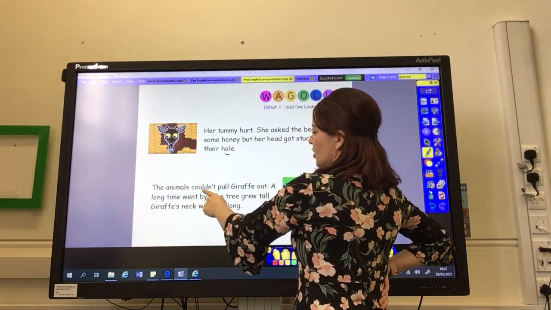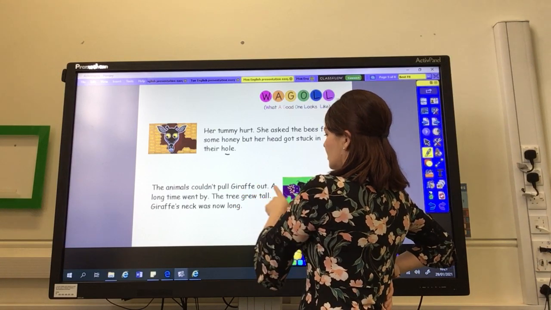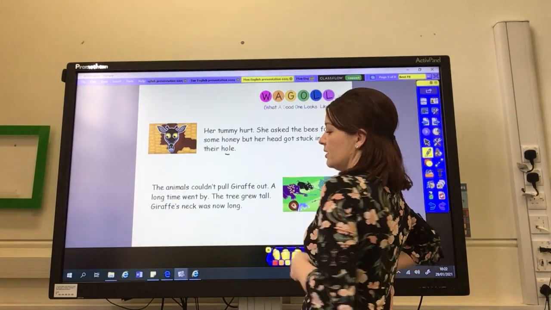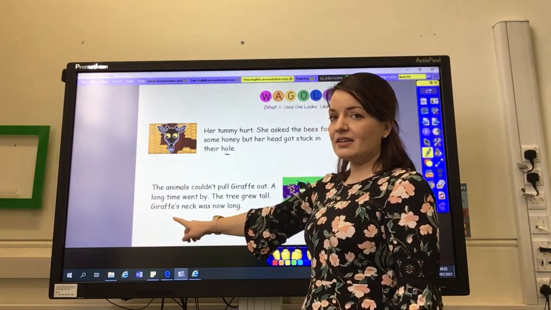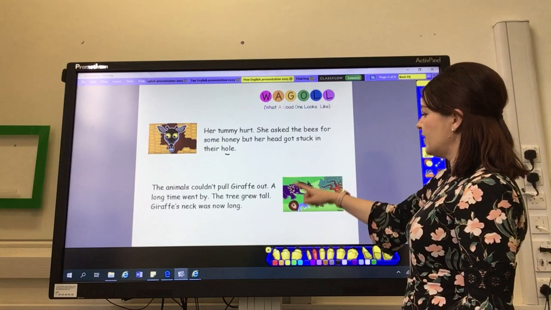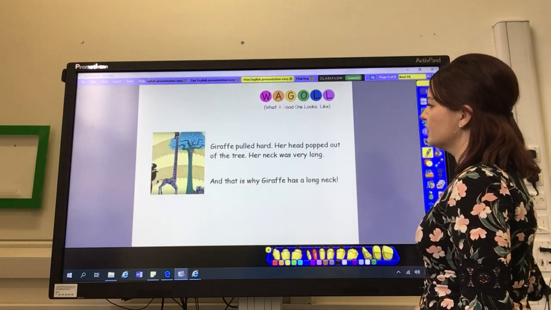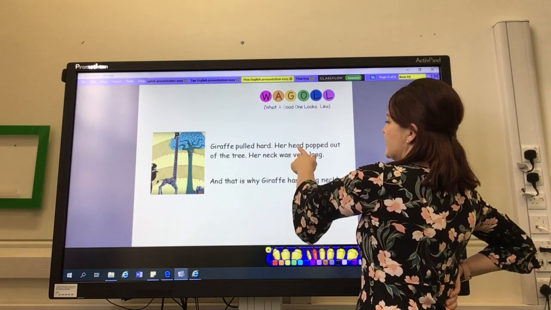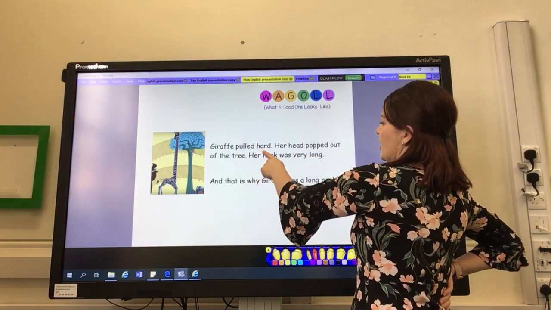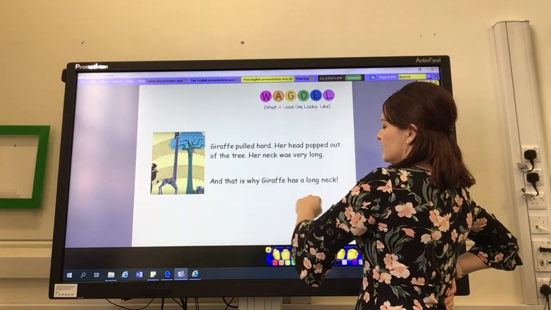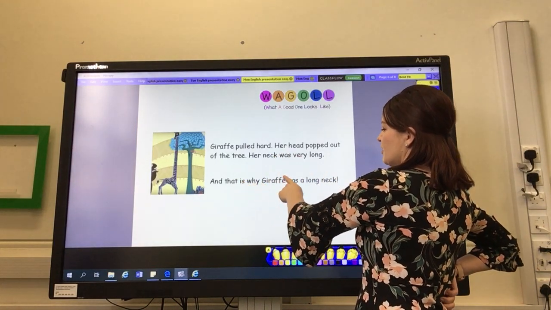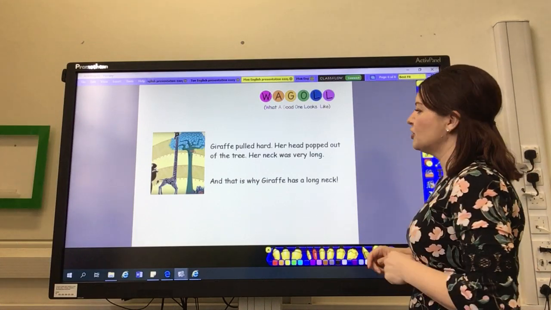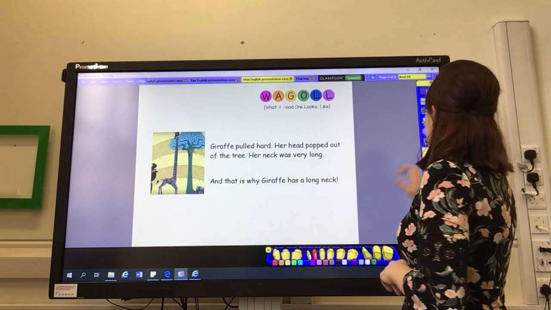The animals couldn't pull Giraffe out. A long time went by. The tree grew tall. Giraffe's neck was now long. There they are pulling her out of the tree. Giraffe pulled hard. Her head popped out of the tree. Her neck was very long. And that is why Giraffe has a long neck. There we go. Now, you can put the video back and watch that story again if you need to.